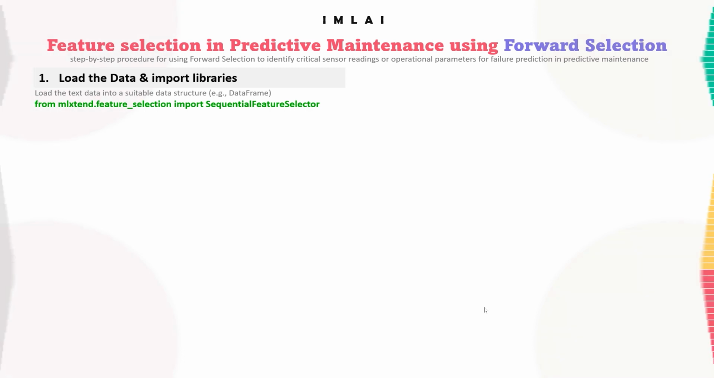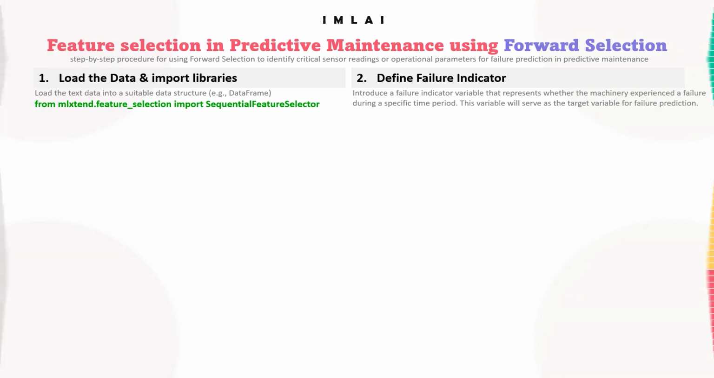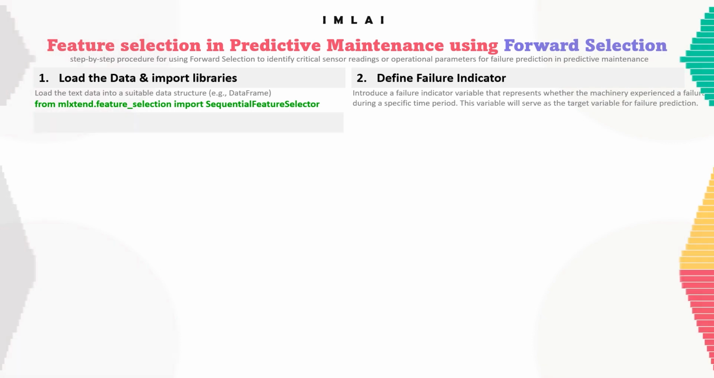Now let's move on to step 2. Step 2 is to define a failure indicator. Introduce a failure indicator variable that represents whether the machinery experienced a failure during a specific time period. This variable will serve as the target variable for failure prediction. So that's what we're going to do. Now we will be introducing a target variable. So let's do that.